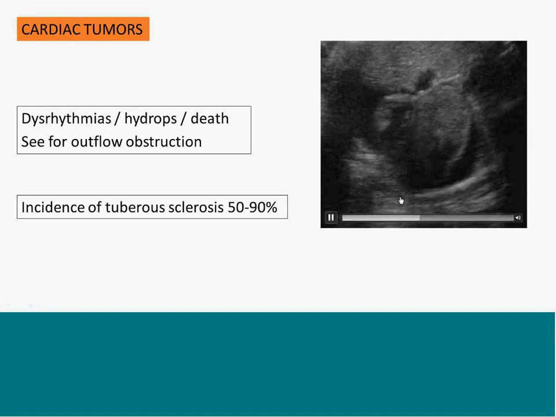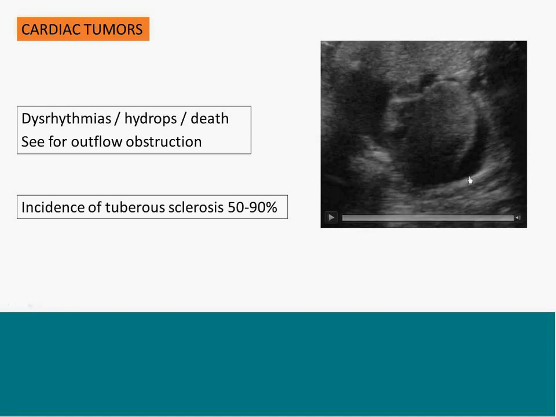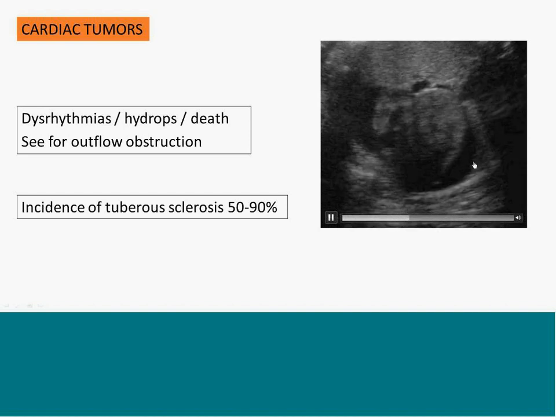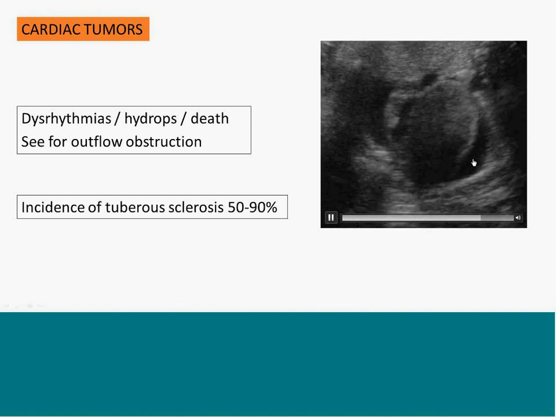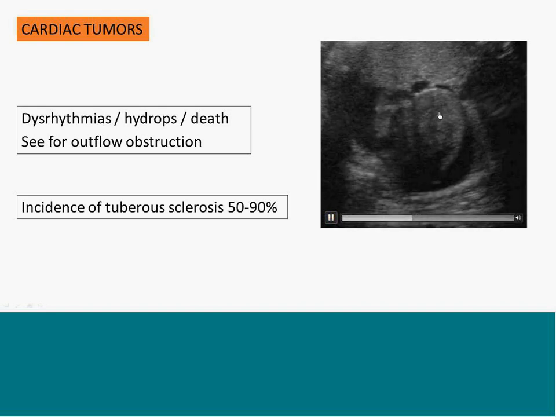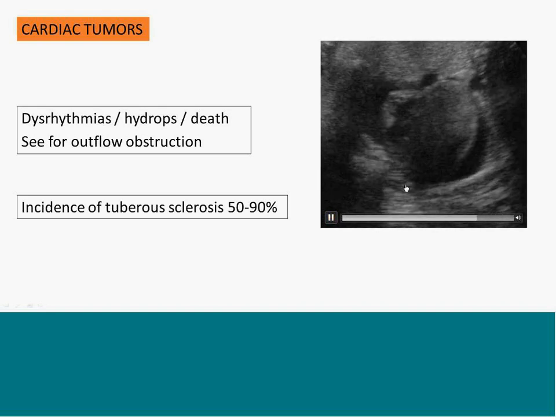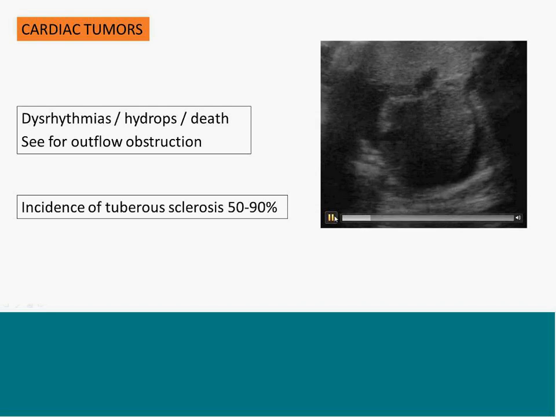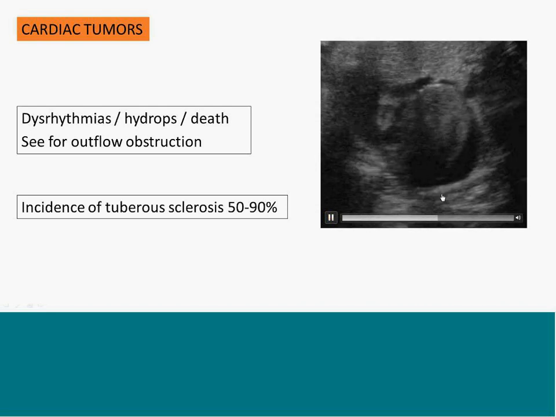Cardiac tumors in a 4-chamber view, as you can see here, sometimes it's very clear. You might see tumors which are small, and you might see tumors which are so big. So this is a tumor which is occupying the whole of the left ventricle to that extent that it has created functional mitral stenosis and aortic stenosis. So it's behaving like a hypoplastic heart with hydrops and pericardial effusion.